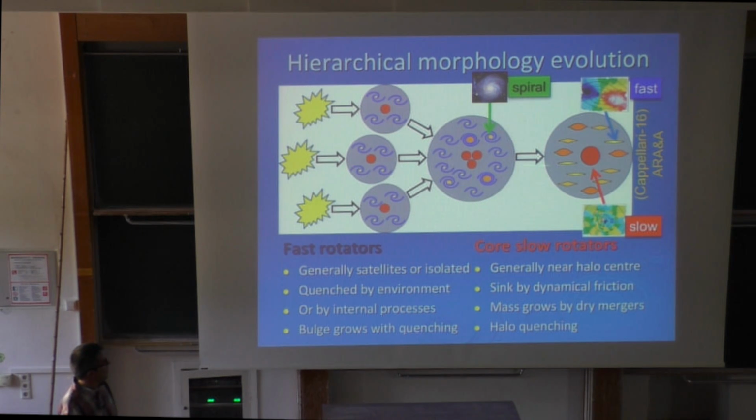So the fact that these two effects are essentially happening in parallel explains how you can have two separate channels producing fast rotators and slow rotators separately. Thank you.